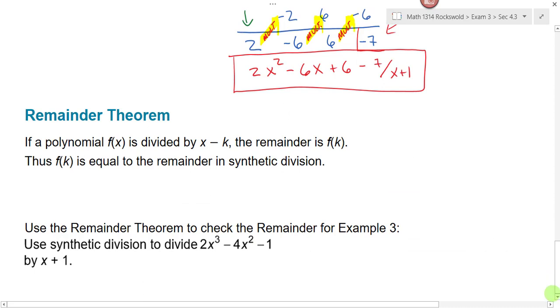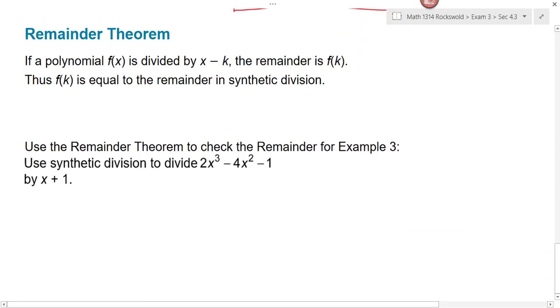And the last thing we're going to look at in this section is something called the remainder theorem. The remainder theorem says that if a polynomial f of x is divided by x minus k, then the remainder is going to be f of k. Thus, f of k is equal to the remainder in the synthetic division.